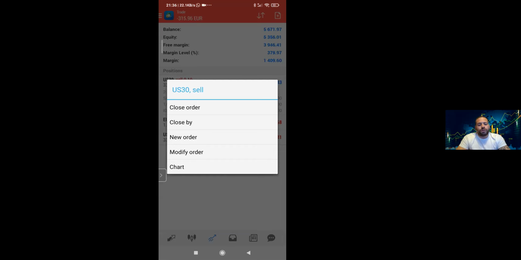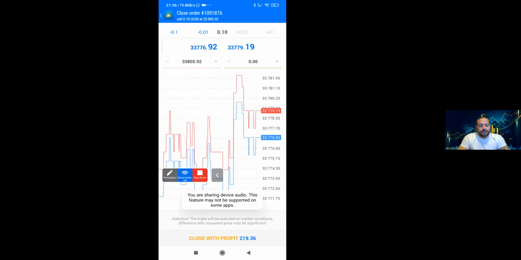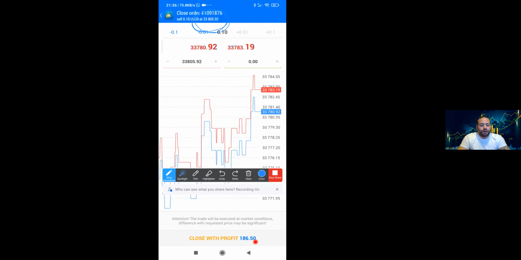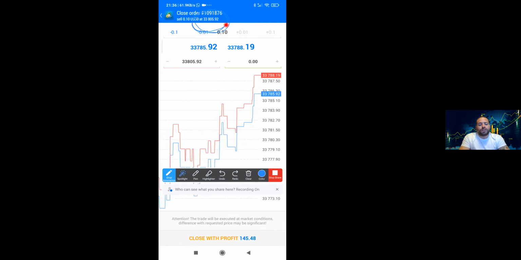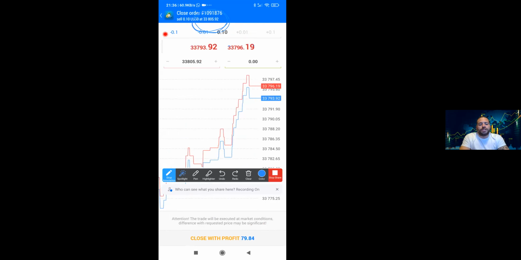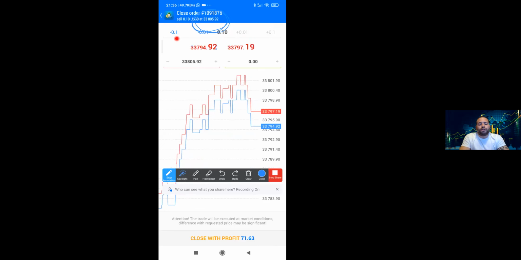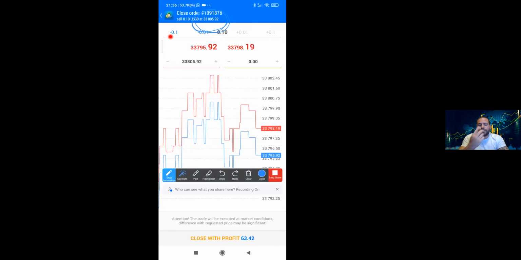Well, when I went on close order, I didn't simply press close with profit. No, I first went up here and I lowered my lot size. So notice that you can always lower the lot size, but you can't increase the lot size. So when you decide to take partials, what you're doing is closing part of your position, but not all of it.